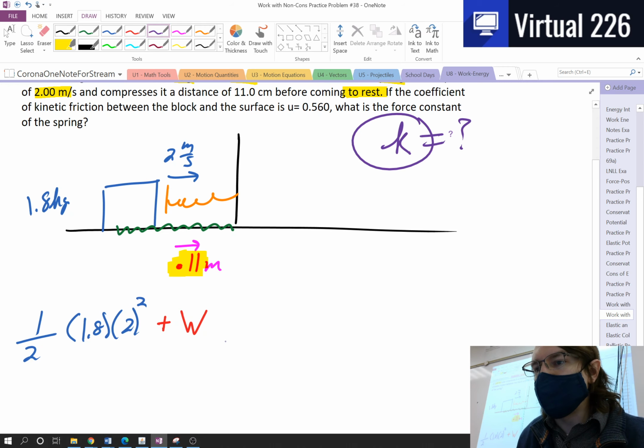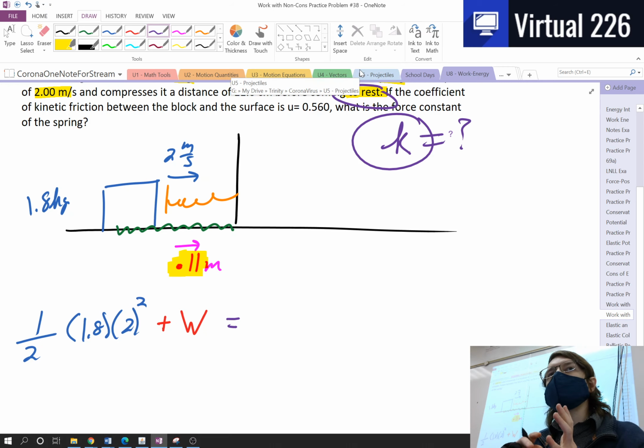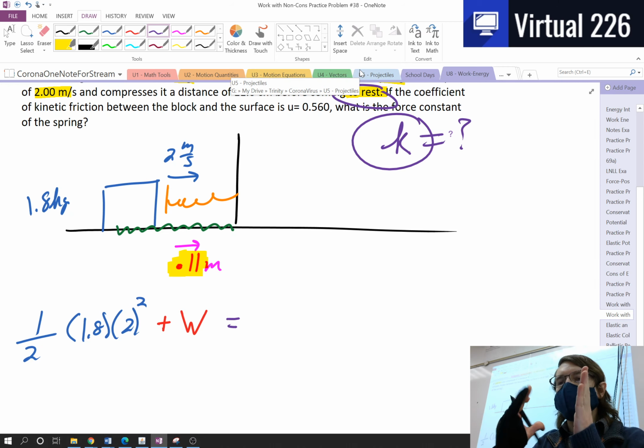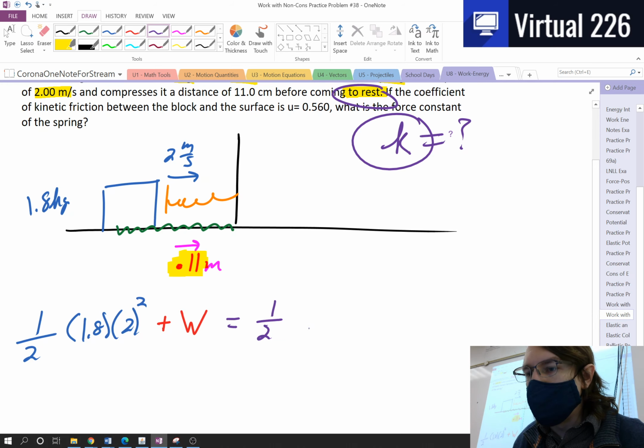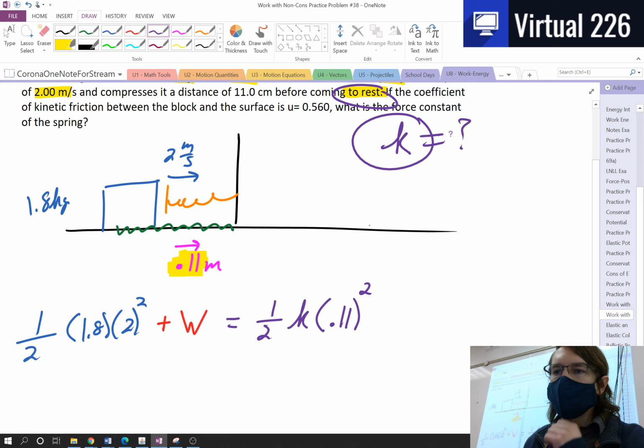On our final side of things, we know that the block is going to wind up at rest. So there's no kinetic energy at the end. But we have compressed the spring. So we know there's going to be a 1/2 K x squared. And that spring compression we have is 0.11 meters squared. Now, this becomes a little bit tricky here because while we are looking for K, we have this unknown W that we've written in, which means we need to figure out what the work is so we can plug it into the problem and solve for K.